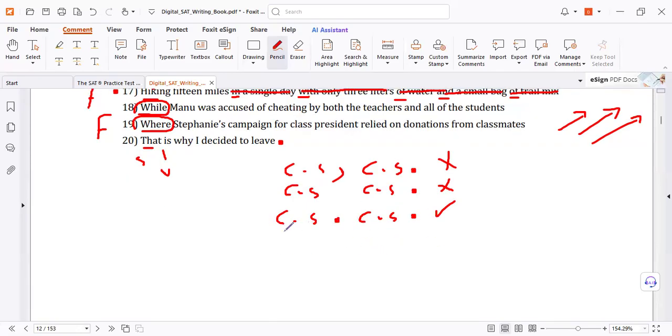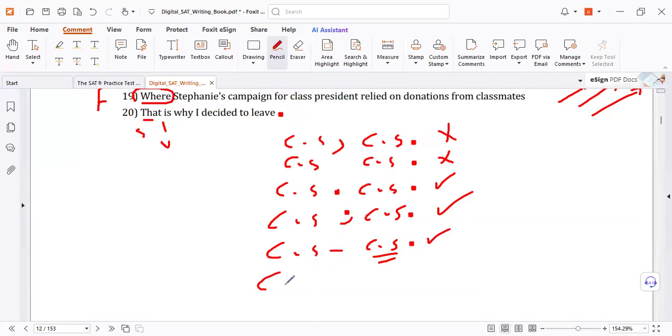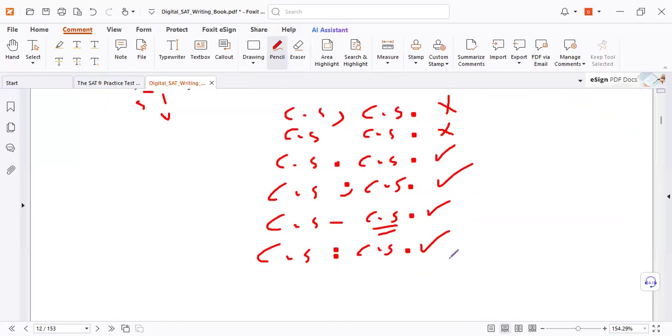So we must check whether each is a sentence or not. Complete sentence, semicolon, complete sentence, full stop: correct. So a semicolon between two complete sentences is correct. Complete sentence, single dash, complete sentence: correct, but the second one must be an explanation. Complete sentence, colon, complete sentence: correct. And remember, dash or colon are the same. After it we need an explanation. I will send you notes, but you must memorize.